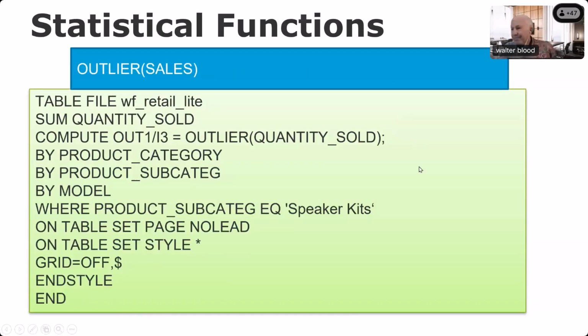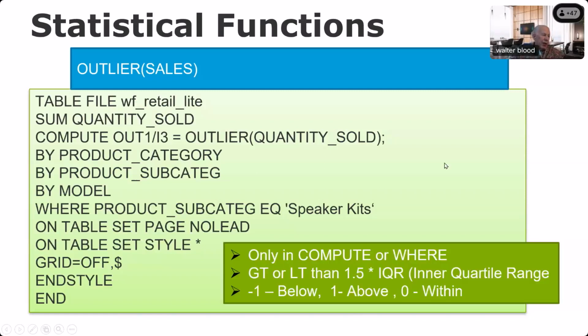Outlier. Where do I get my outliers from? I know I may have some outliers in the data. I don't necessarily want to include them in the analysis because it's going to skew things and make the numbers way off. We can use outlier in computes and in wheres. Again, this has to be done after we've grouped the data, done our initial selection, and thrown it in the matrix. At that point, we have retained an enormous amount of information. We are looking for values that are greater than or less than 1.5 times the interquartile range.